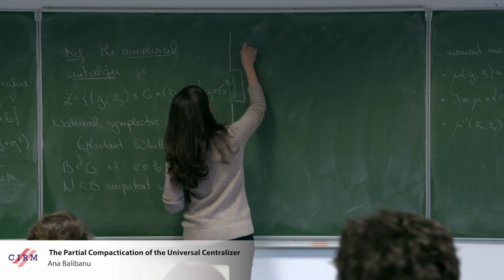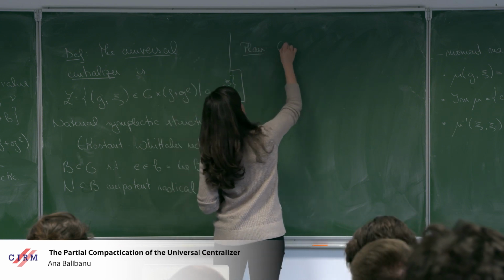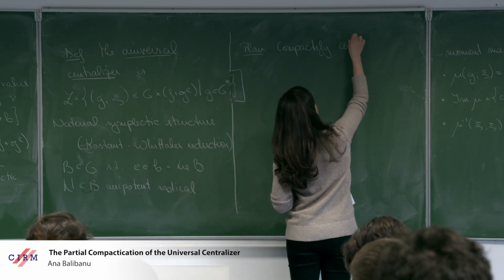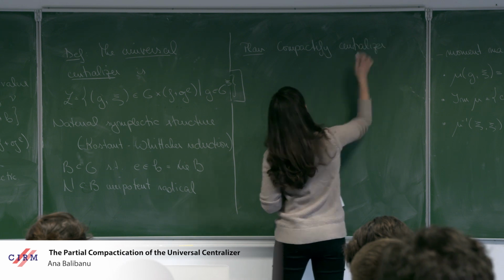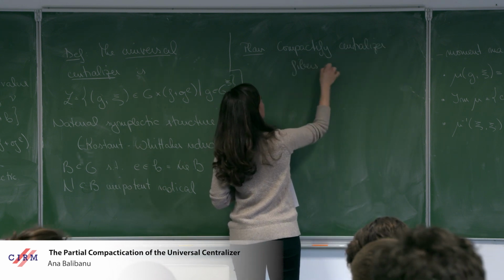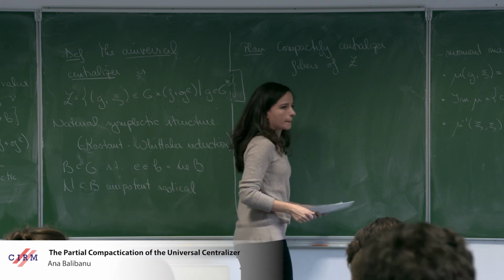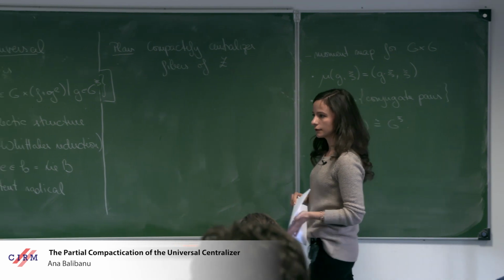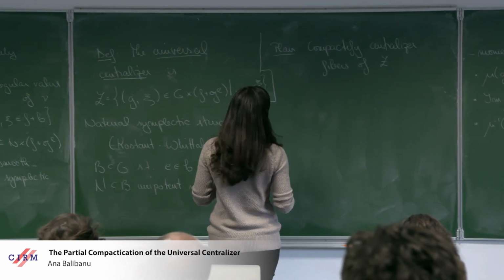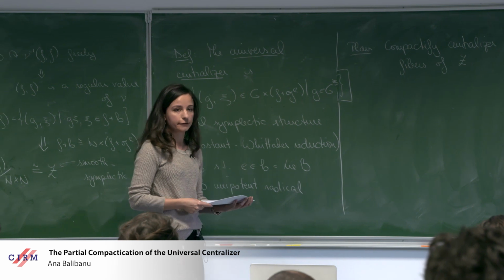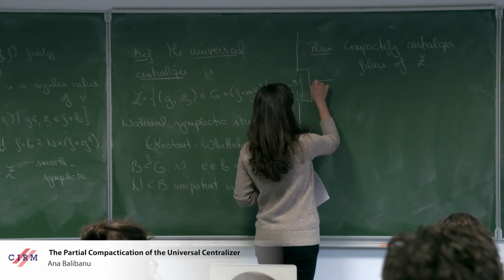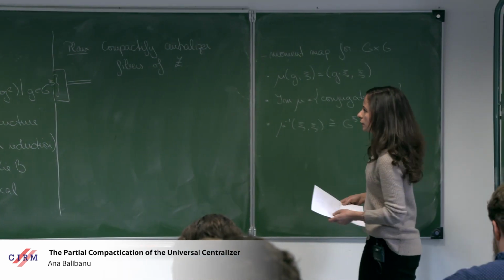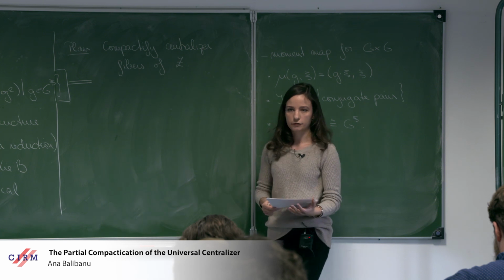So the plan is to compactify the centralizer fibers. And the place where they're going to be compactified is inside the wonderful compactification of G. So I'll give a brief description of what this is before I explain how to perform this construction.